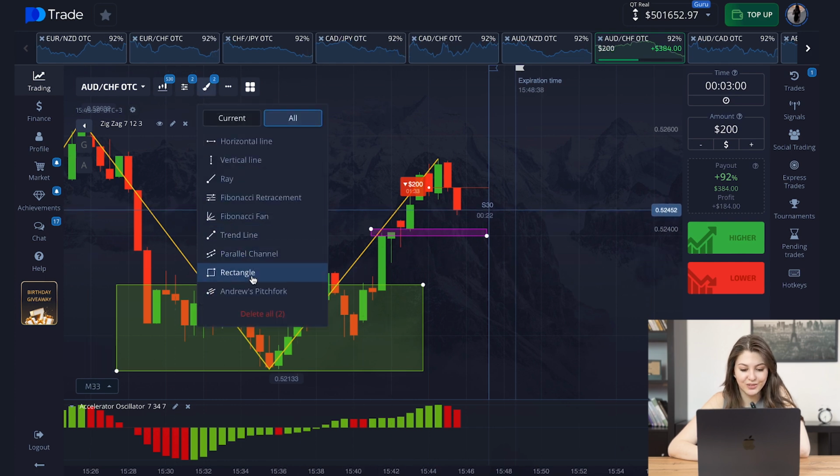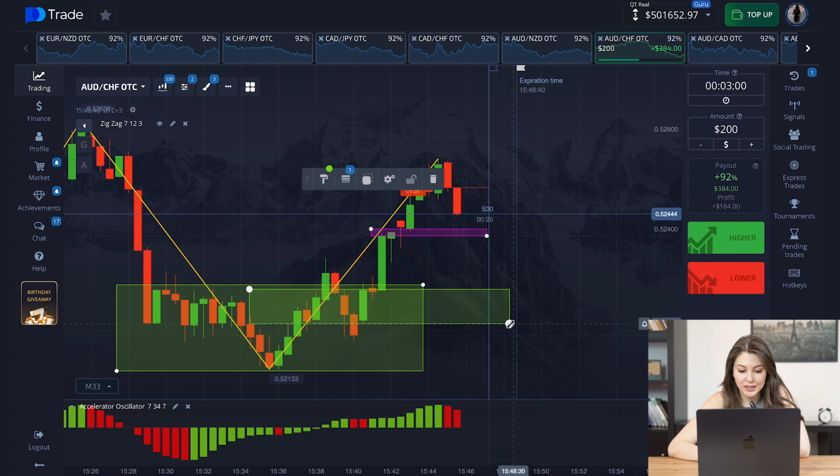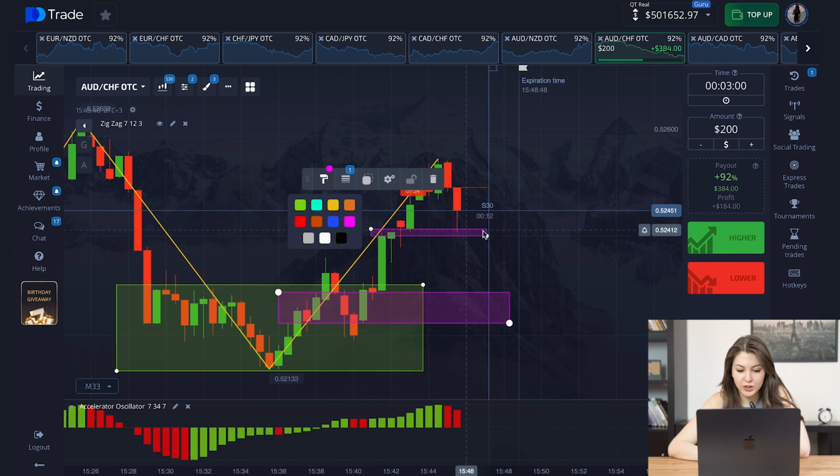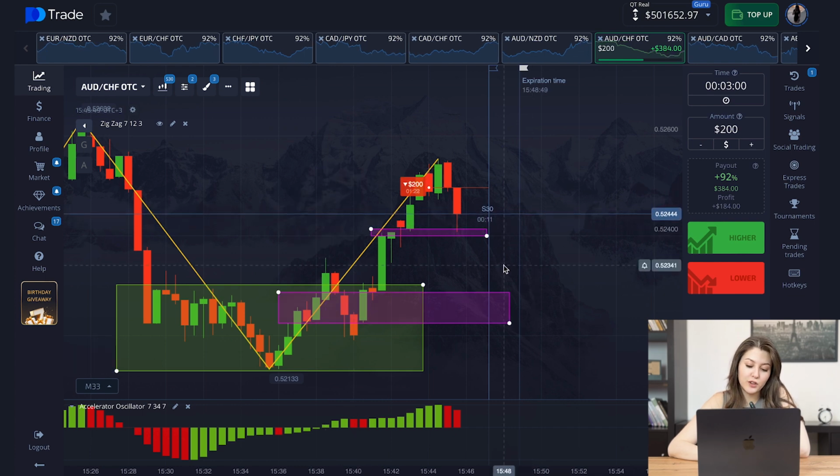I think that is a very nice situation. The second support zone I see is near here. So we can change the color here too, so you can see it by yourself. But as you can see, the market is very unconfident in itself.